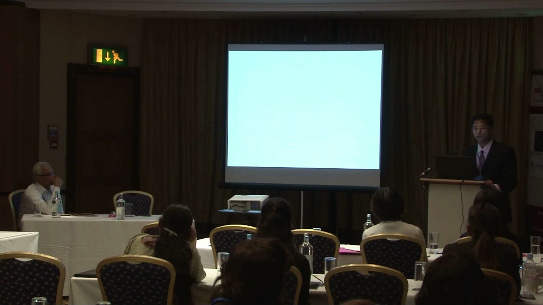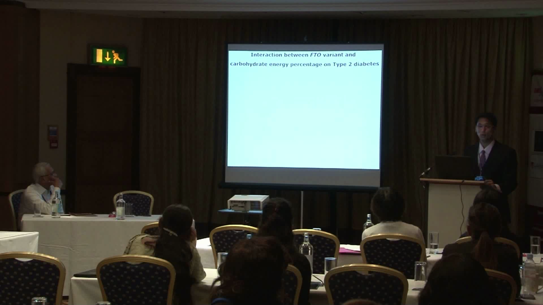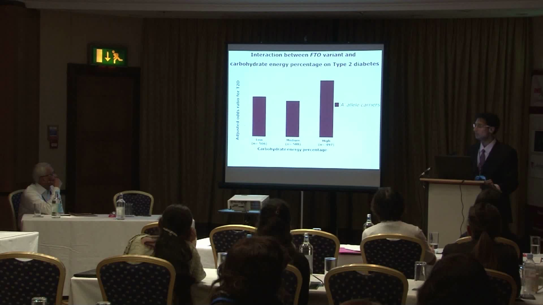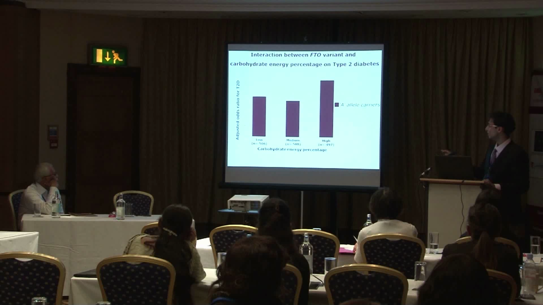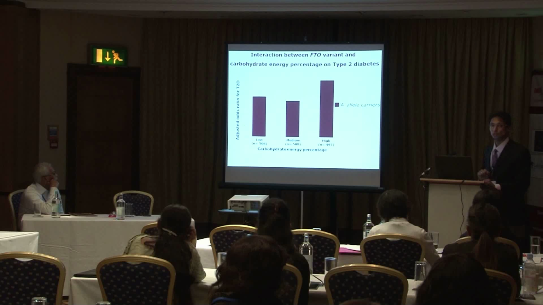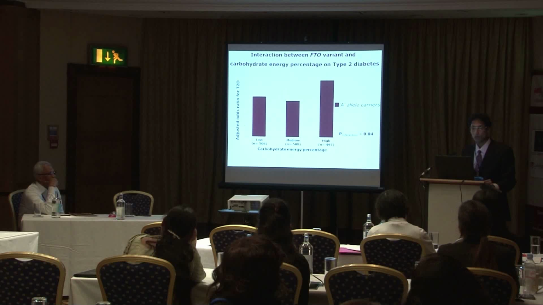We also found another interaction, that is the interaction between the FTO variant and carbohydrate percentage on type 2 diabetes. You see a similar graph over here. On the x-axis, you have the tertiles of carbohydrate percentage. On the y-axis, you have the odds ratio for type 2 diabetes. And the overall p-value for interaction was statistically significant.